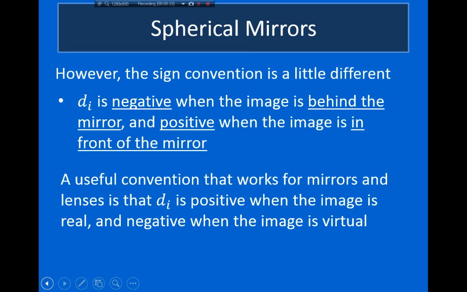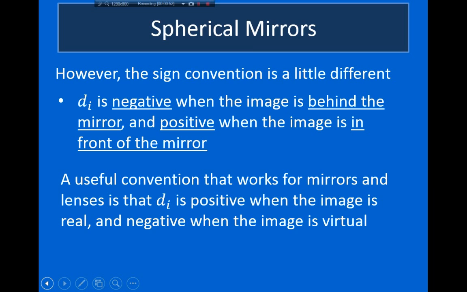And a useful trick that you can use to remember the sign convention for dI that works for both lenses and mirrors is that dI is positive whenever the rays actually intersect at a point and form a real image, and dI is negative whenever the rays don't actually intersect at the point, so you have a virtual image.